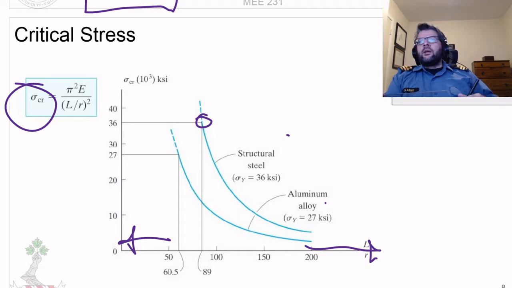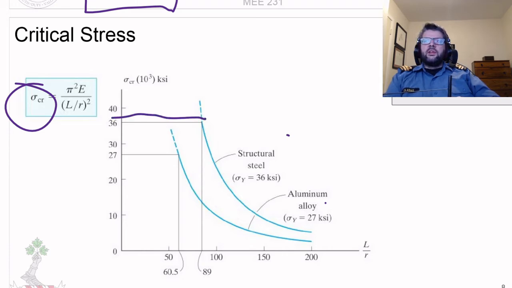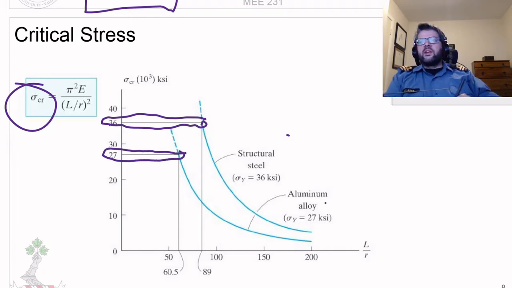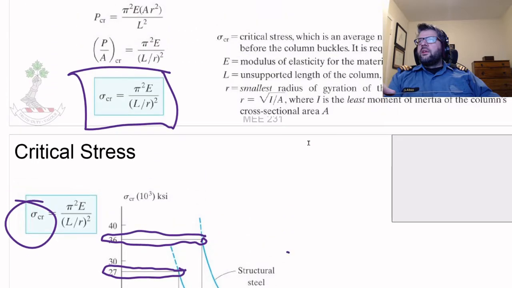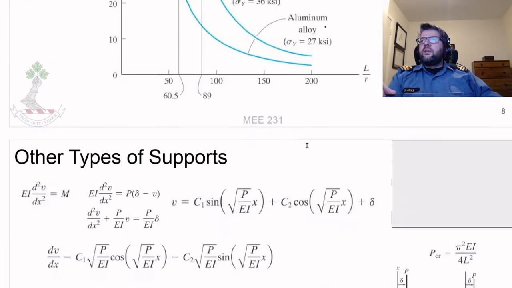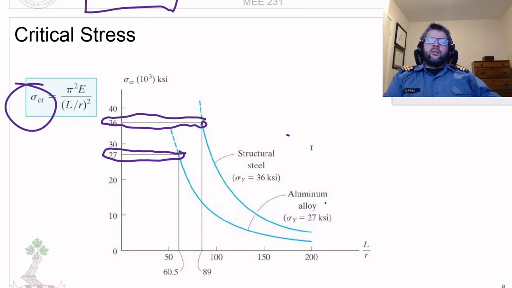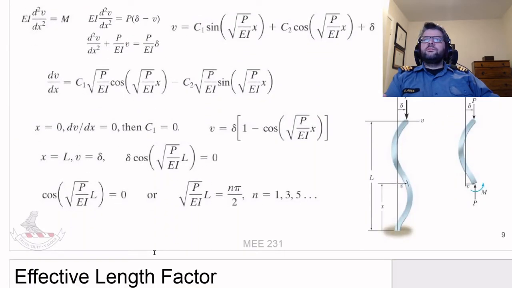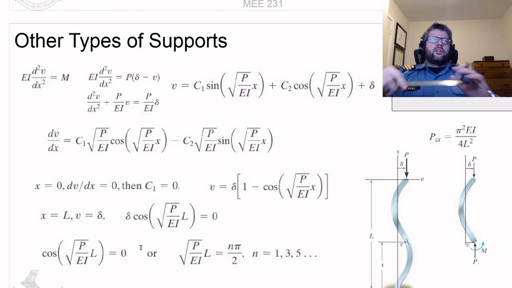Eventually we get to a point where we expect failure based upon the yield stress of the material to occur in yielding instead of buckling. If L over r is less than 89 for the steel, then we expect it to yield before it buckles. If it's below 60.5 for aluminum, same deal. So that was for just the pin connection.